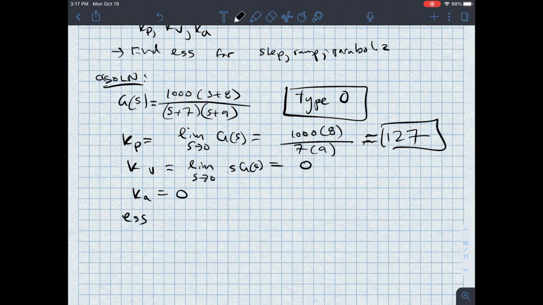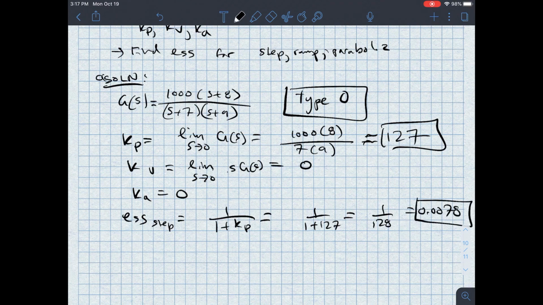Then I want to find ESS, so let's start with the step. For a step, it's 1 over 1 plus Kp, so that's 1 over 1 plus 127, or in other words, 1 over 128, which is 0.0078. Relatively small. In other words, as I have a step input, so let's say the actual value is this dashed line, the step input is going to get close but not be exactly right. It'll be off by 0.0078.